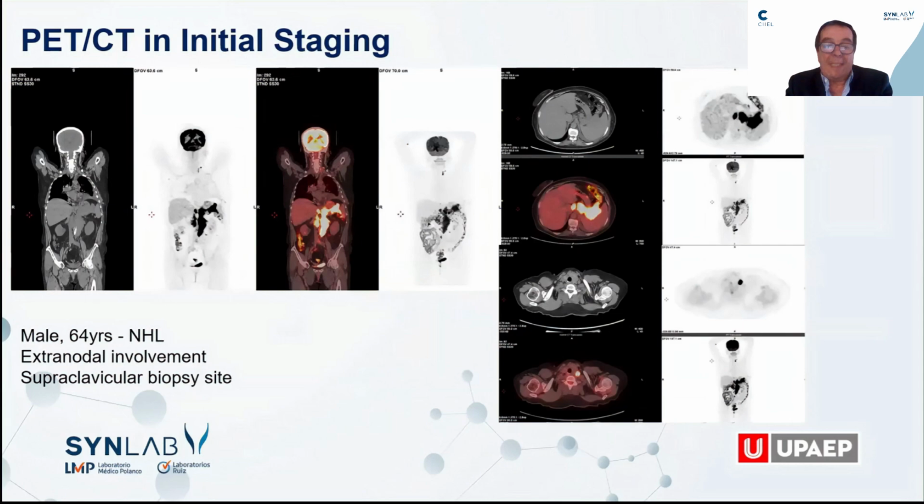In this slide, this PET-CT is of a male patient, 64 years old, showing an advanced disease of non-Hodgkin lymphoma, with involvement of both supradiaphragmatic and subdiaphragmatic nodes, and the presence of gastric extranodal localization. This scan also addressed the site for biopsy in the left supraclavicular nodes.